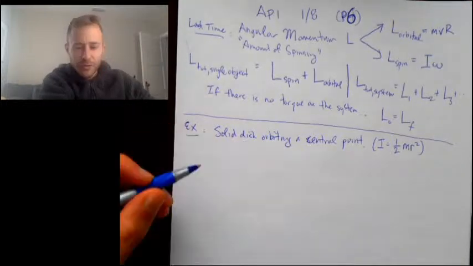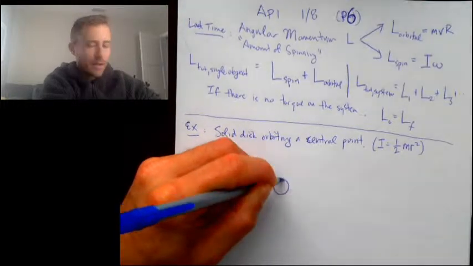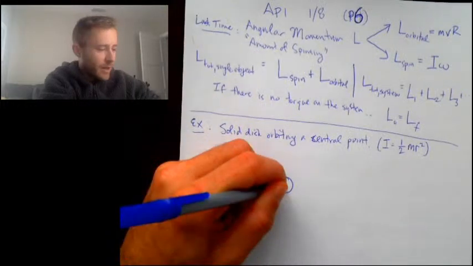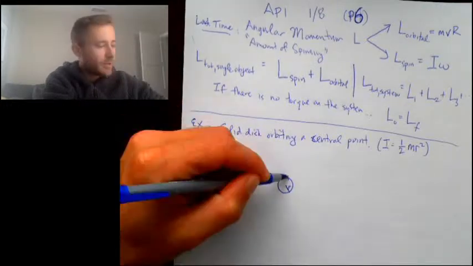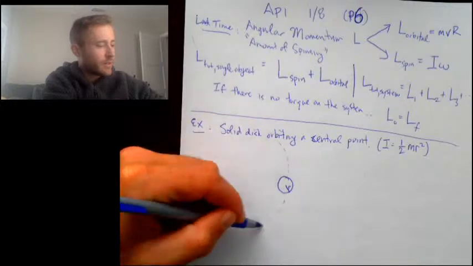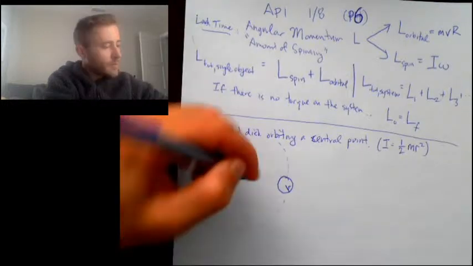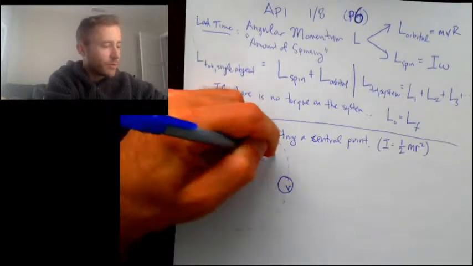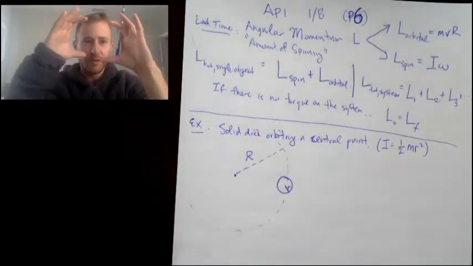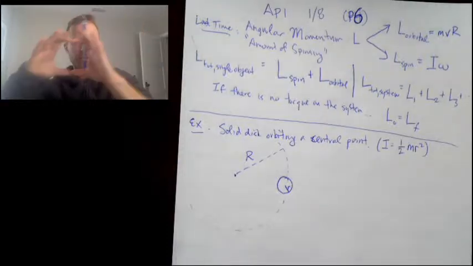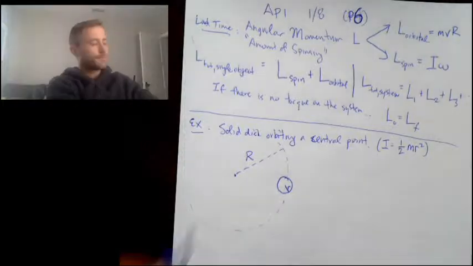So let's draw a picture of this system. Okay, so we've got a disk. And the disk has a radius that is little r. And that disk is moving in a circle around a central point, and the radius of that circle is big R. So there are two different radii. There's the radius of the disk itself and the radius of the circle that the disk is moving in. So little r and big R.